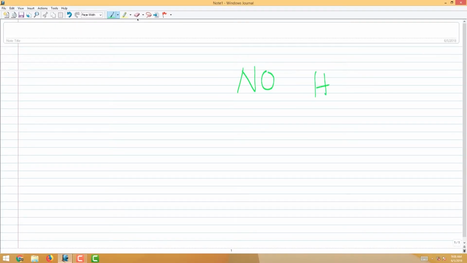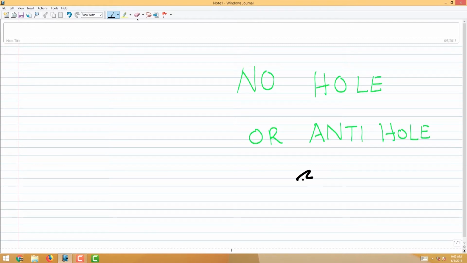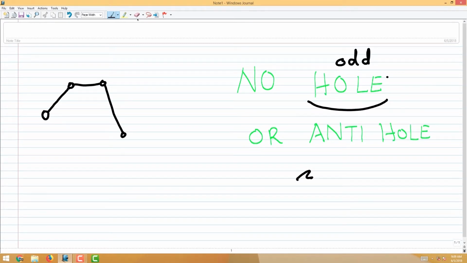No hole or no hole or anti-hole. What is a hole? In your graph, suppose you identify a cycle. So hole means, I should say, odd hole and odd anti-hole. Odd hole or anti-hole.